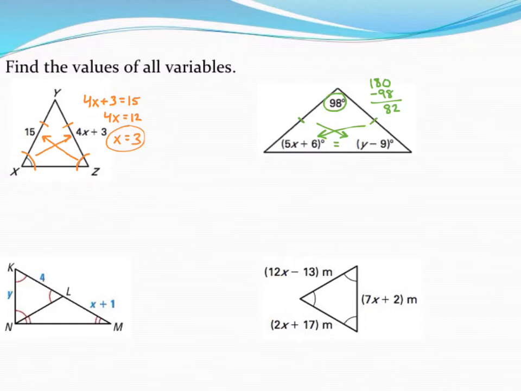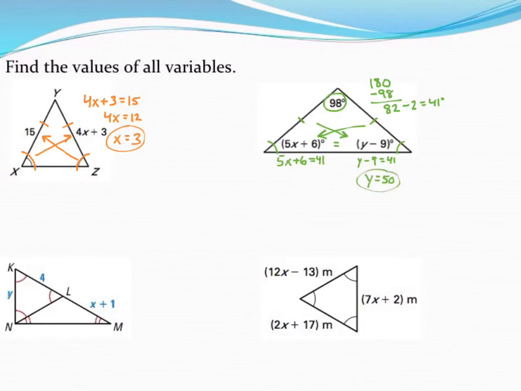Which doesn't really get me any further until I remember that those angles are also congruent to each other. So that 82 has to be evenly split between each of those angles, meaning each individual angle is 41 degrees. So let's use that fact to find x and y. I'm actually going to set up two separate equations since I have two variables to work with. So 5x plus 6 has to equal 41, as well as this angle over here, y minus 9 has to also equal 41. So two separate equations to solve, two separate answers.